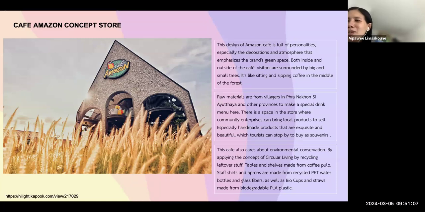Selling point here: tables and chairs made from coffee pulp. Staff shirts and aprons are made from recycled PET water bottles, okay, and glass fiber, as well as their bio cups and straws from biodegradable polylactic acid. And I have seen a building in UC Merced. They have a carpet made from water bottle fiber as well. That one is made by Dow Chemical Company.